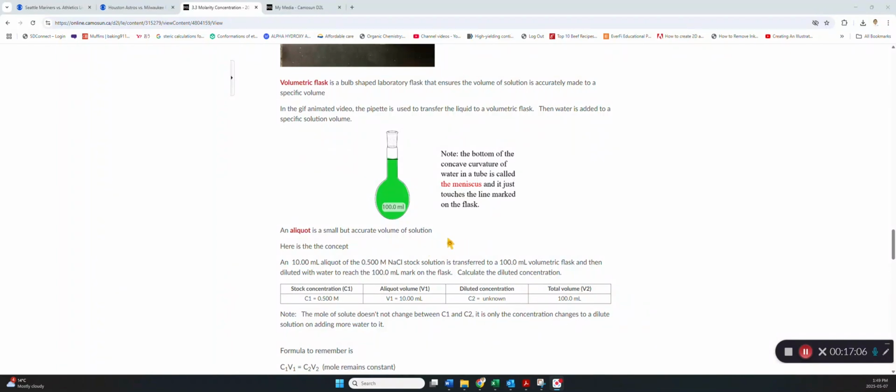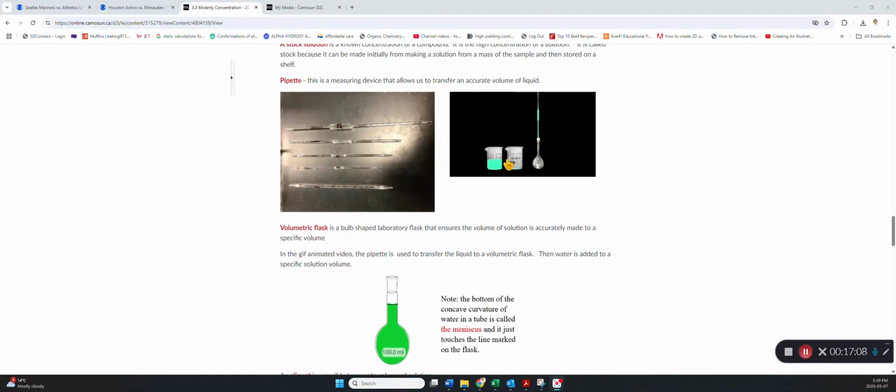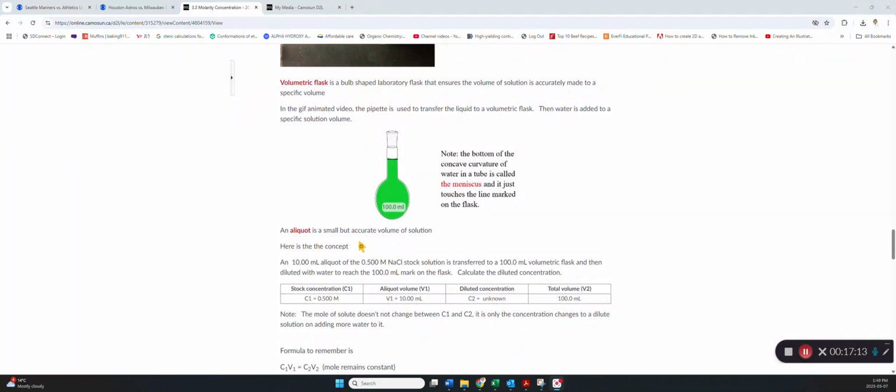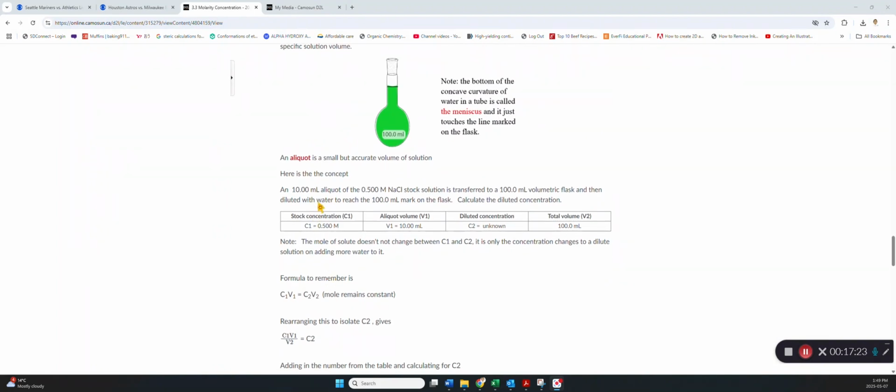So the pipette in the animated film is taking a small amount from the larger amount. That's called an aliquot. It's a small but accurate volume of solution that is obtained from the stock solution. The concept is really simple. If we took 10 mils of aliquot from a 0.500 moles per liter sodium chloride stock solution and then made it up to 100 mils with water, enough water to make it up to the mark, we could calculate the diluted concentration. And I put a table here.